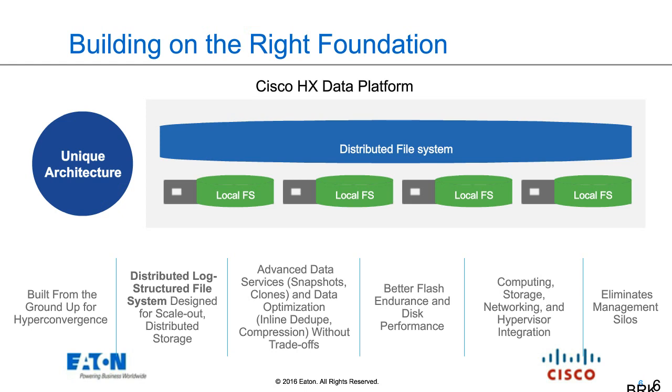On top of that, we can do advanced data services, like snapshots and clones, and then data optimization with inline dedupe and compression, where you really don't have to trade off anything to get those. You're not losing any performance because of inline dedupe and compression. We've tried turning it off. In the system you can't do it, but we can internally. And actually it really doesn't give you that much better performance. There's no real performance difference. And as I already mentioned, there's the Flash endurance and disk performance.